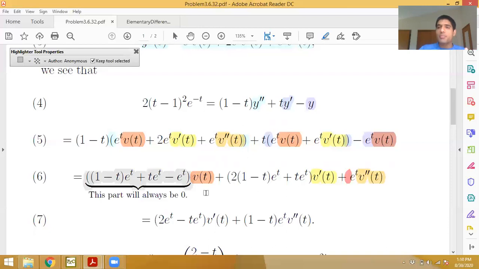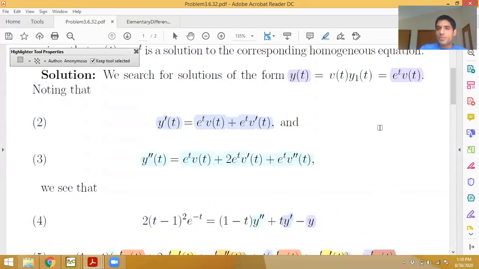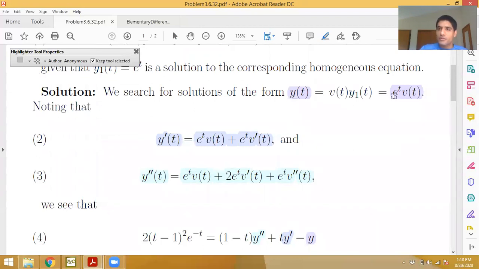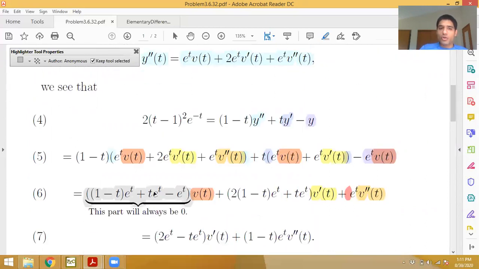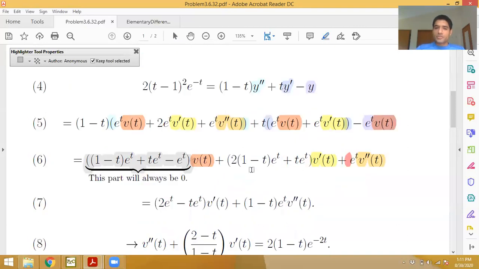This will always happen when you use the method of reduction of order, because this e to the t that we started with, or to be more precise, this e to the t over here next to the v of t, because we assumed that was a solution to the corresponding homogeneous equation, this part, the coefficient of v of t after we plug everything in, will be 0. So because v of t is gone, we can also just simplify the rest of the algebra here.